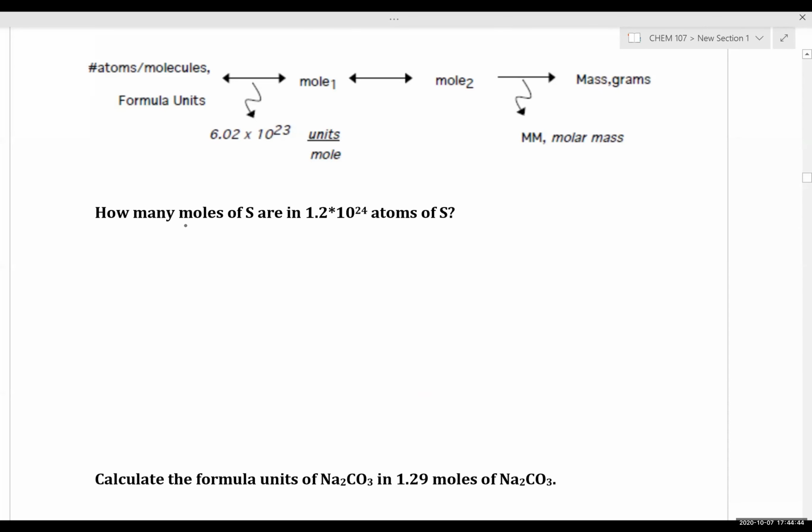In the first case, we're calculating the moles of sulfur given the atoms of sulfur. And in the second example, you're calculating functionally the molecules of sodium carbonate given the moles of sodium carbonate. So let's take about 4 to 5 minutes to work through these examples, and then we'll come together as a group to discuss.